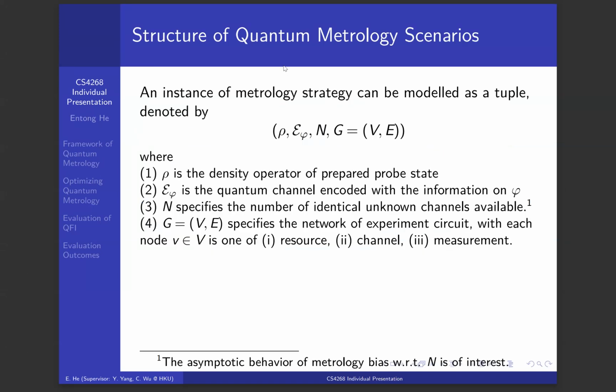And to describe quantum metrology scenarios, an instance of a metrology strategy can be modeled as a tuple. In the tuple, rho describes the density operator of the prepared probe state, and E sub phi is the quantum channel encoded with some information on phi in a certain manner. Actually, we always build up some prior models, prior relations between E sub phi and phi. N specifies the number of identical unknown channels available. Channels typically are quantum operations analogous to E sub phi, and a graph structure G specifies the network of the experiment circuit.